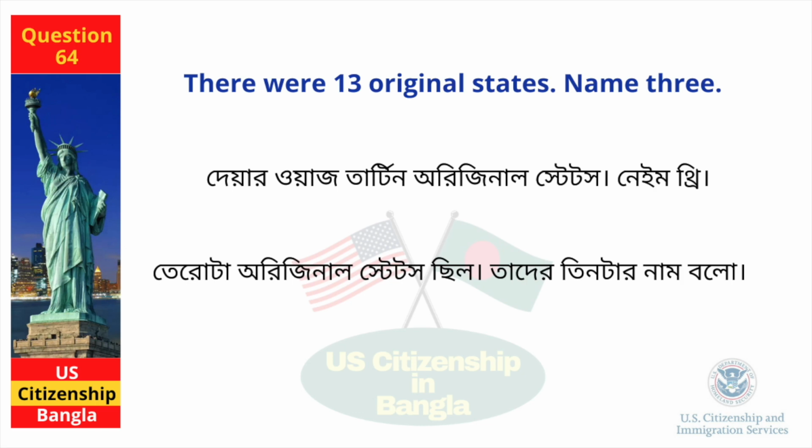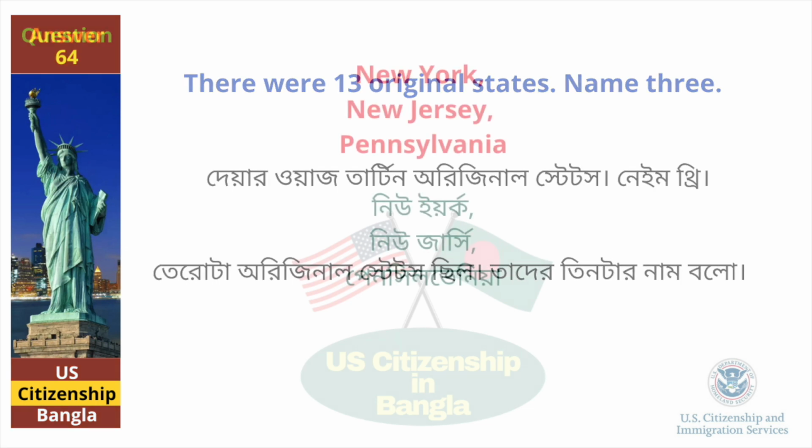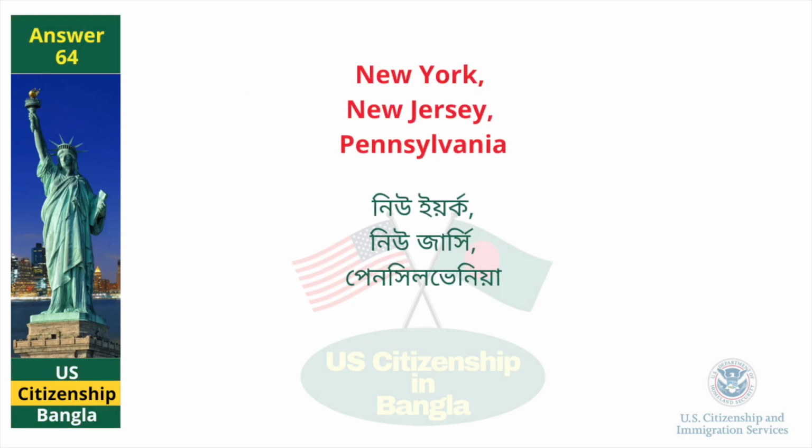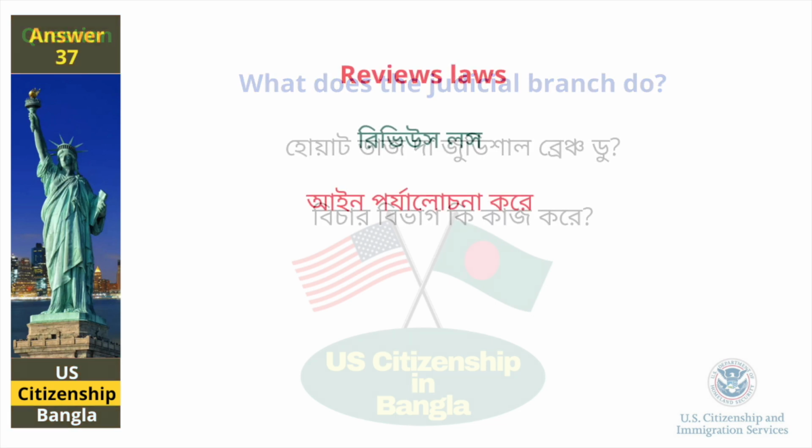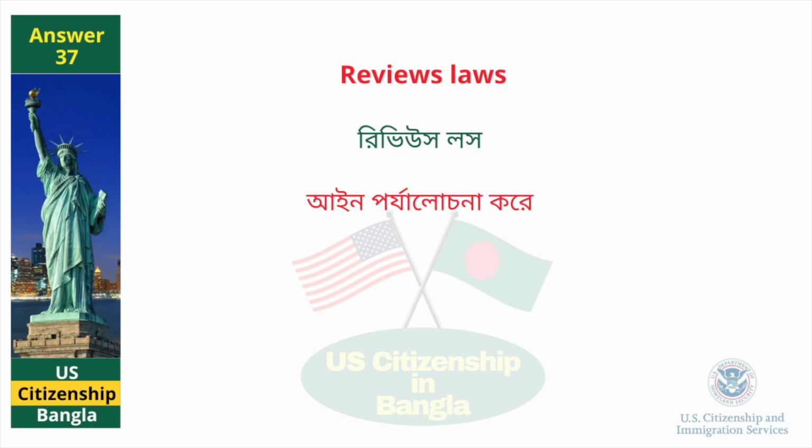There were 13 original states. Name three. New York, New Jersey, Pennsylvania. What does the judicial branch do? Reviews laws.